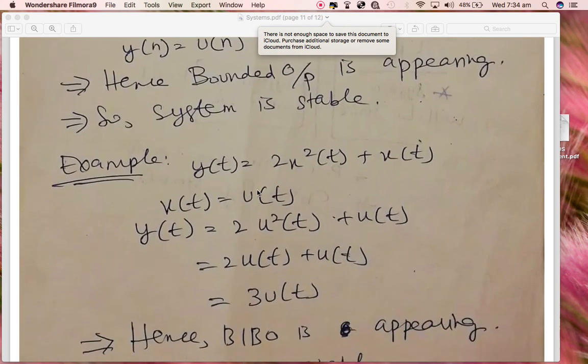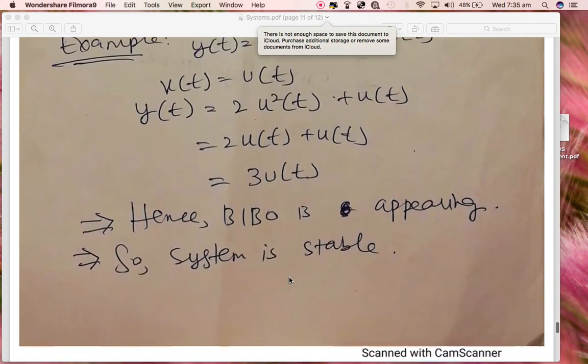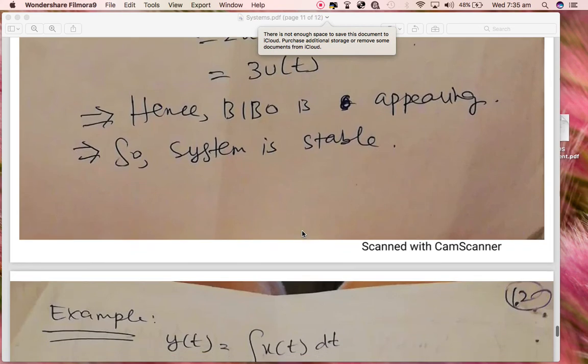Then we have this equation, and we want to prove whether it produces a bounded output for any bounded input. If it obeys that condition, then it will be a stable system, otherwise it will be an unstable system. So we replace the value of x(t) with u(t), the unit step function, and we do the calculation. The square of the unit step function is always a unit step function, and when we add two unit step functions, it will be 3u(t). It is a finite system, producing finite output for finite input, so bounded input and bounded output, so it is a stable system.